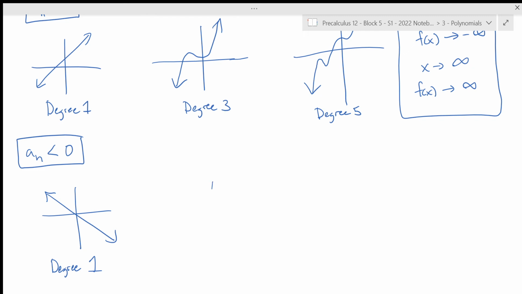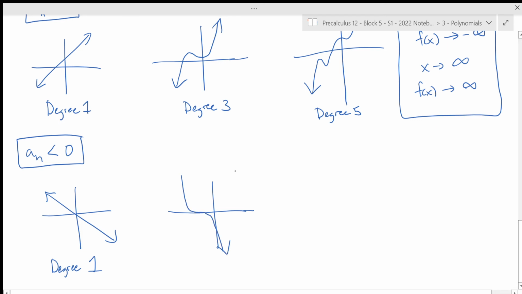If I have a degree 3 polynomial, same idea. We're going to start higher and then maybe go lower. It doesn't really matter how many bumps. We can't have more than a certain amount, but we'll talk about that in a minute. We're going to start from up and go down. And if we have a degree 5 polynomial, similar, but possibly with a few more little bumps in it. We're going to start from high and go to low.